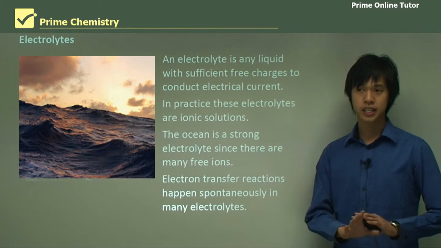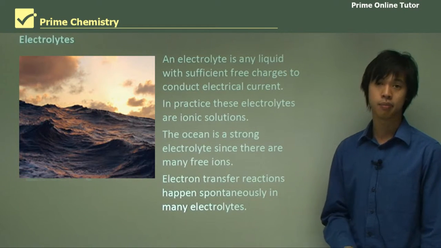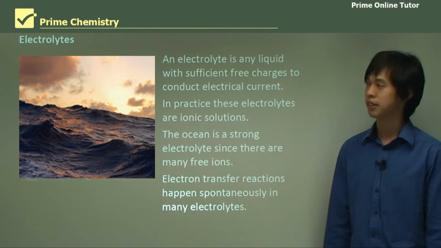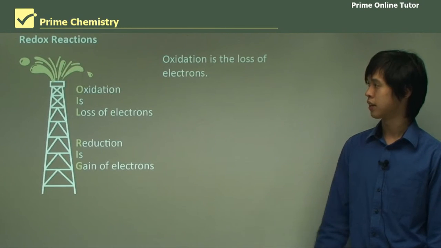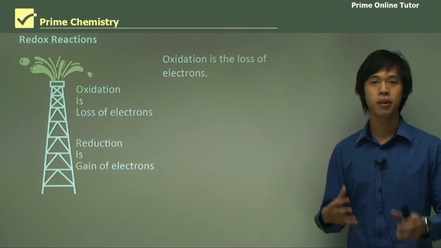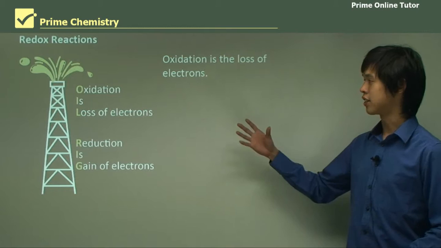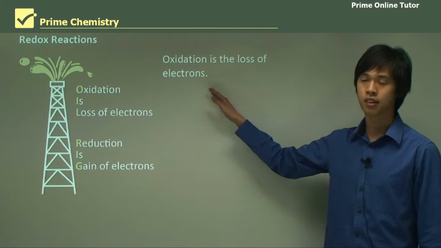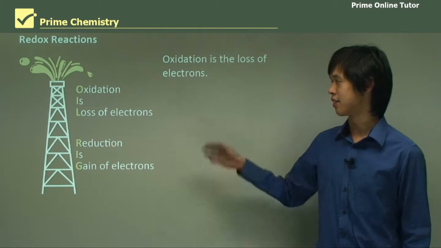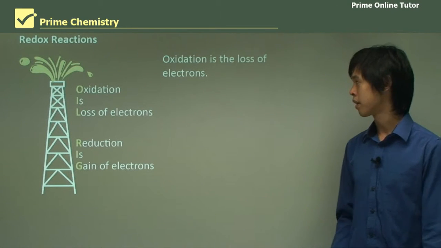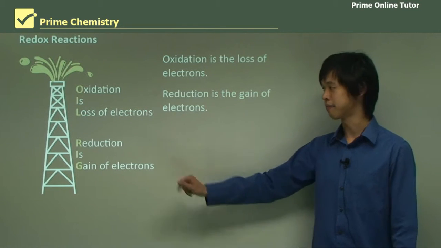And because of all these free ions, we see that electron transfer reactions happen spontaneously in many electrolytes, particularly the ocean. So a redox reaction. Remembering that redox reactions are reduction and oxidation reactions. Oxidation reactions are the loss of electrons. I like this OIL RIG, it's a nice little mnemonic device. Oxidation is loss, and reduction is the gain of electrons. So reduction is gain. Okay, so OIL RIG.